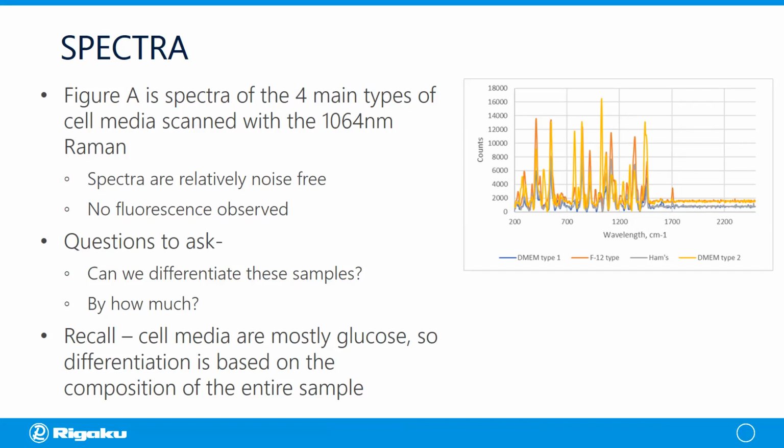In general, all of these minimal essential media are composed of glucose as the majority ingredient, salts, which are not Raman active, so that doesn't help us, and then amino acids, vitamins, and others. So we're looking to differentiate these materials based on the smaller components of a formulation.